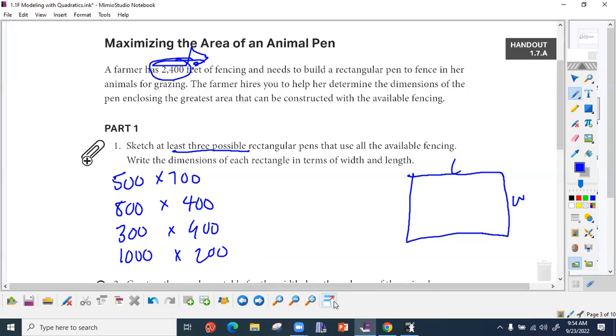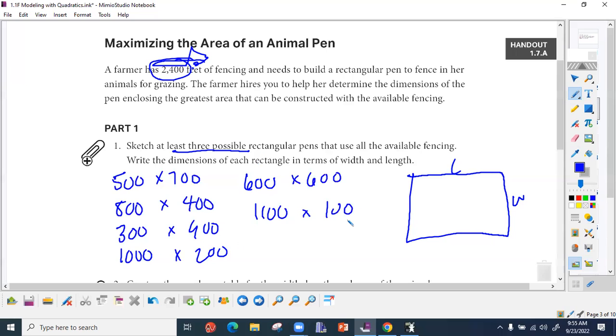Okay. Any other groups come up with anything else? What'd y'all get, George? What's your length and what's your width? All right, so we have a 600 by 600. Anyone else? A square is a rectangle. It's a perfect rectangle. 1,100. There we go.